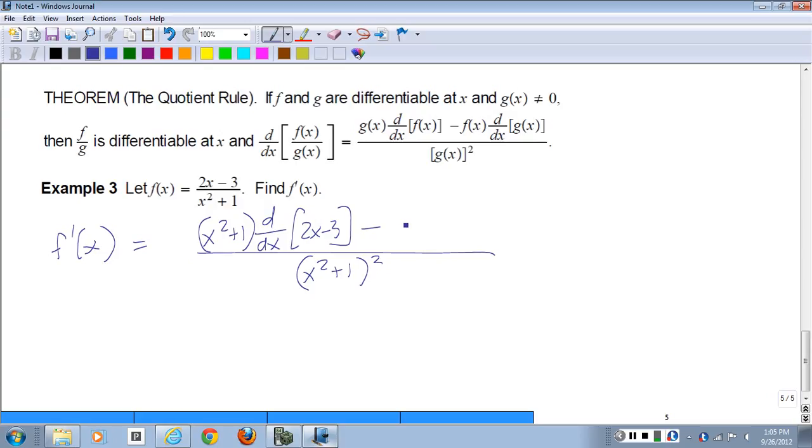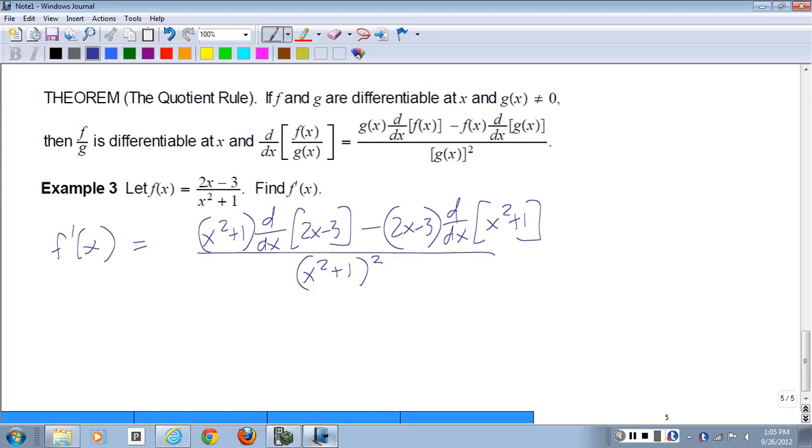Then, since in this first expression it was the denominator times the derivative of the numerator, we've got to reverse that. It's going to be the numerator, 2x minus 3, times the derivative of the denominator. Just like that. Once you have all that written down, it's just a matter of differentiating, simplifying, combining like terms, maybe simplifying some more.